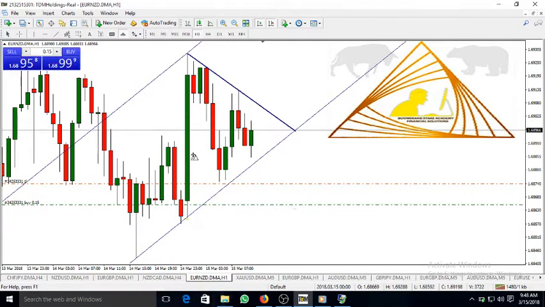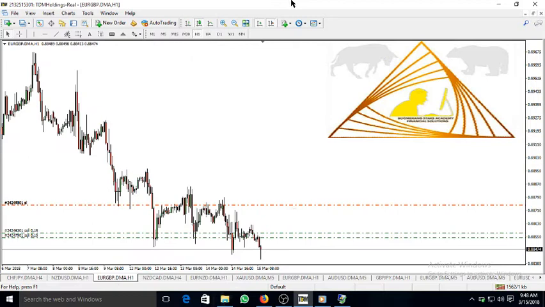So here, 1, 2, 3. This is what I'm having. As soon as it breaks here, I'm going to buy, right? As soon as it breaks here, I'm expected to sell until the support, right? If it breaks here, I'm expected to sell until the last support. If it breaks here, I'm expecting to buy until the first resistance.